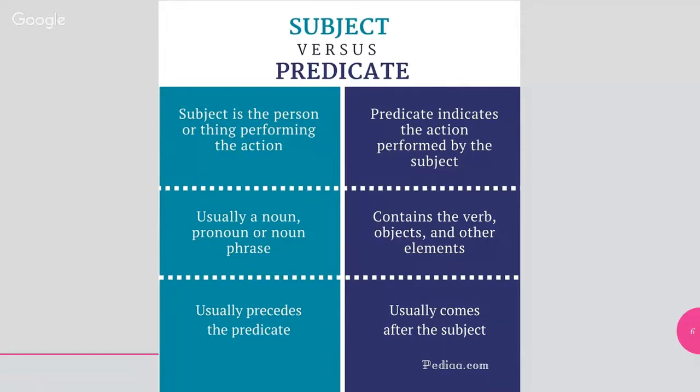And it usually precedes the predicate, except when you have a provisional subject. We'll come to that later. But it usually precedes the predicate. It comes before the predicate. The predicate indicates the action performed by the subject. It tells us what kind of action the subject did. It contains the verb, objects, and other elements. So from the verb onwards, verb, object, complement, everything else comes in the predicate. It usually comes after the subject. It follows the subject.